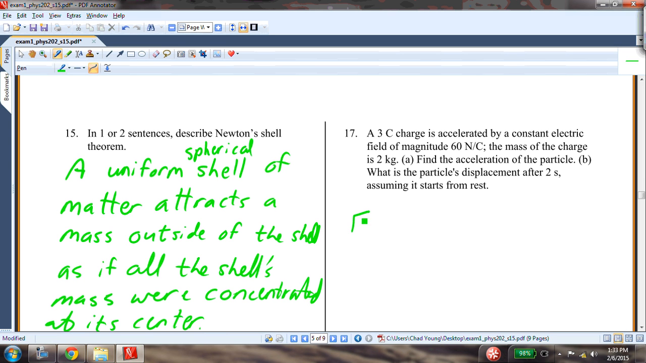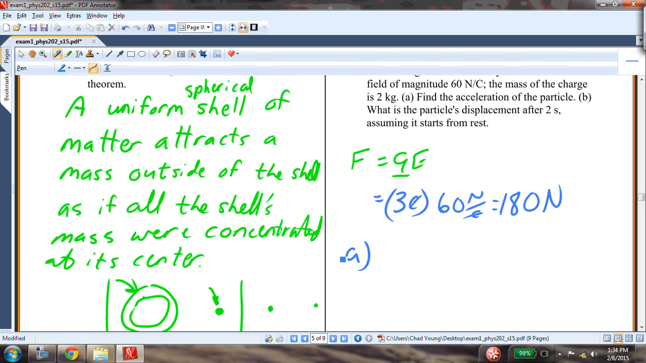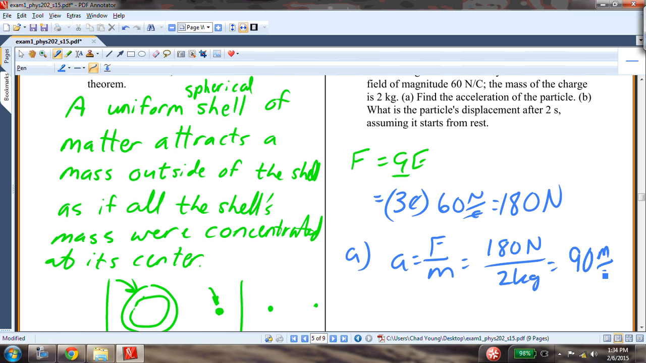All right, so first of all, I want to find out what is the force. I'm going to go to a darker color here. The force is equal to 3 coulombs times the electric field, which is 60 newtons per coulomb. That gives me 180 newtons. And then my acceleration, which is part A, is F over m. That's 180 newtons divided by the mass, which is 2 kilograms. That's 90 meters per second squared.